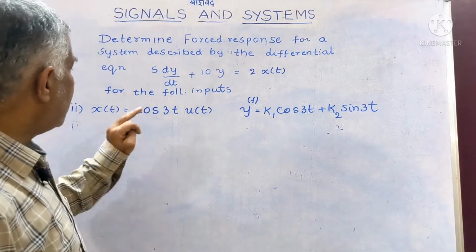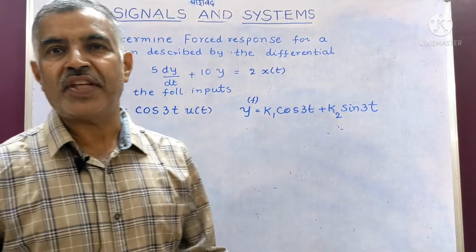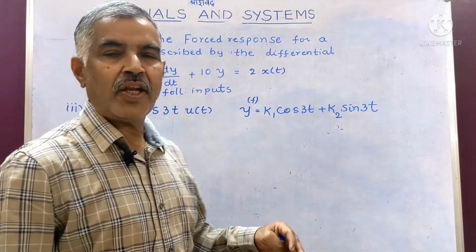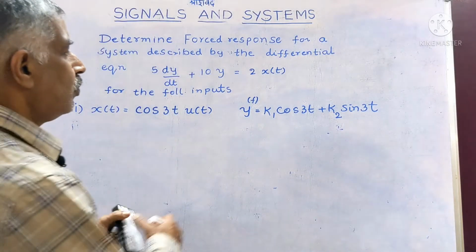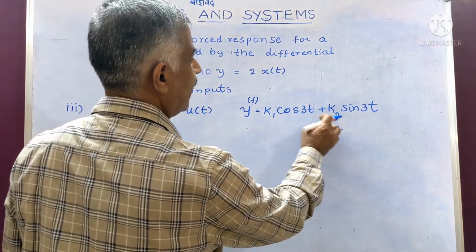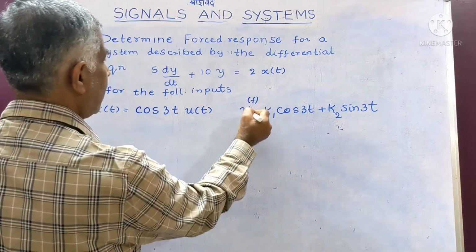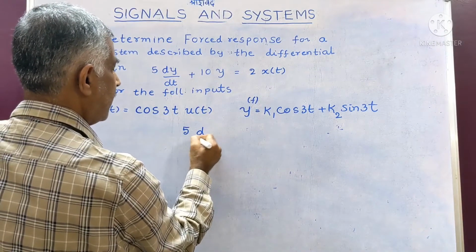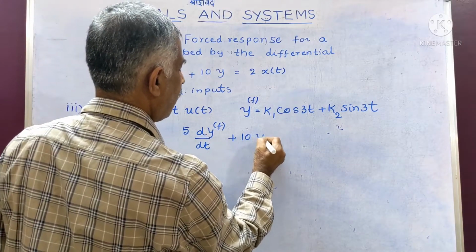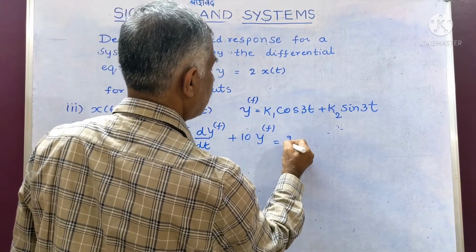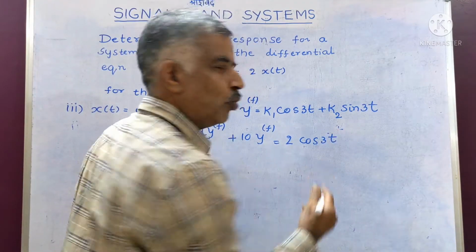Now one thing, in case a sine function is given, sine can also be written in terms of cosine. So you need not bother. So now yf is equal to k1 cos 3t plus k2 sin 3t. Now here replace 5 d by dt of yf plus 10 yf is equal to 2 xt. xt is cos 3t, so the value is 1.